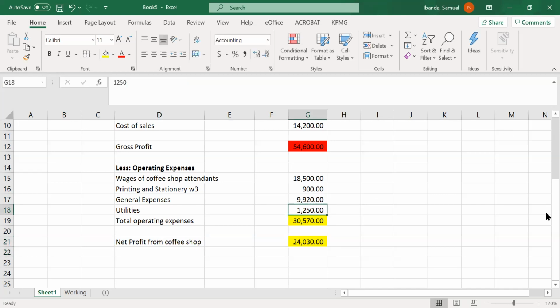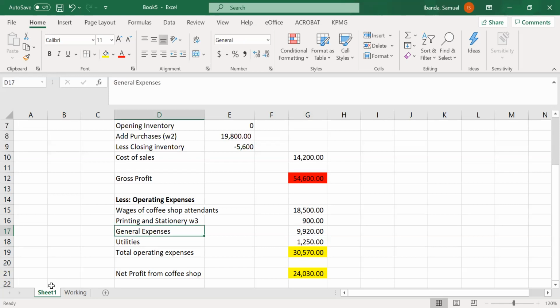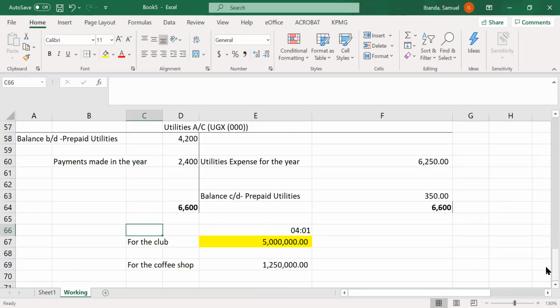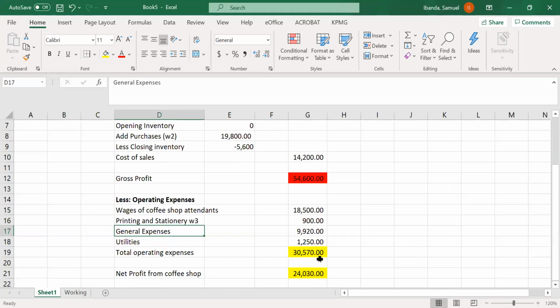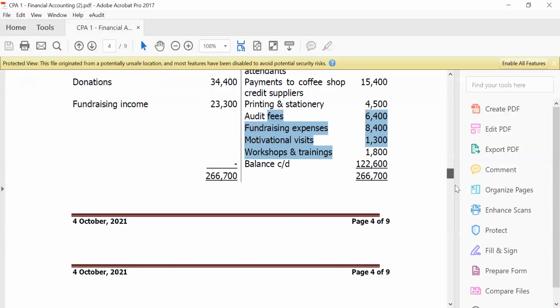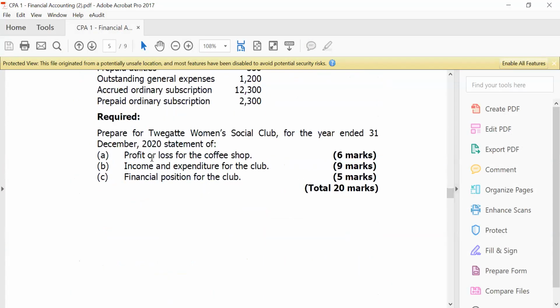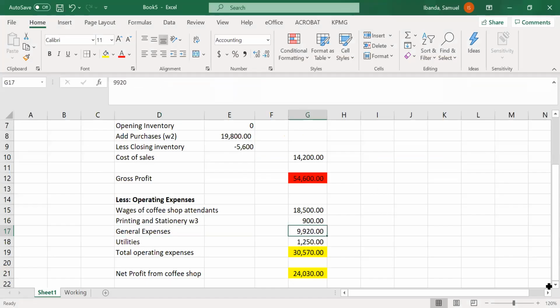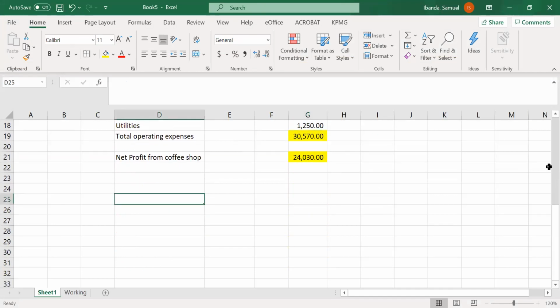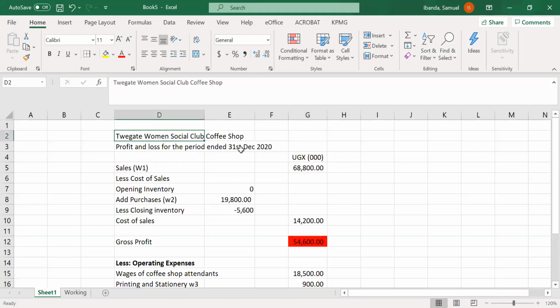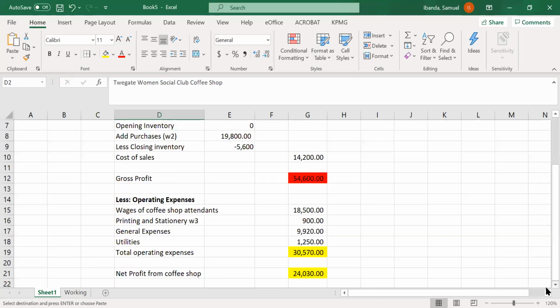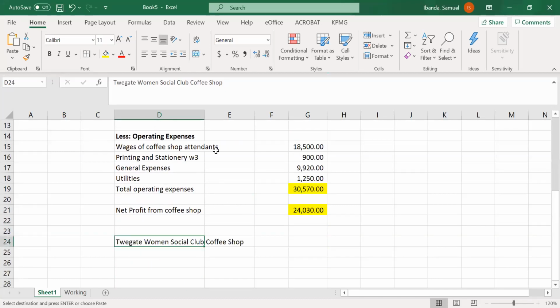Okay. So if that is the net profit from the coffee shop, let's come here. We have gotten our net profit. Remember our question was asking us to draw the profit and loss for the coffee shop. So we've been able to determine that. The next thing we are required to do is the income and expenditure account. So the income and expenditure, I'll just proceed down here. Still, I'm going to give it a heading, Twegate Women's Social Club. By this time, it's an income and expenditure.